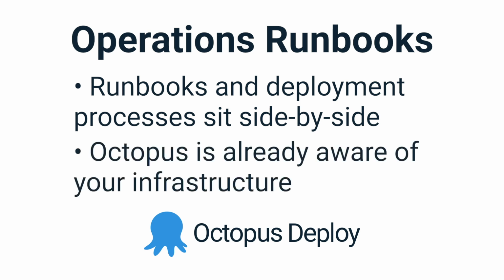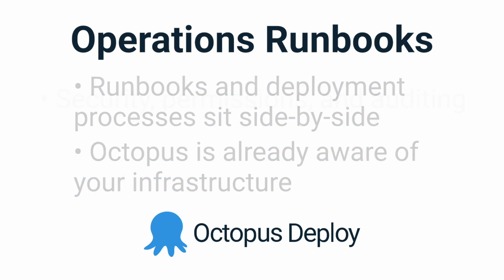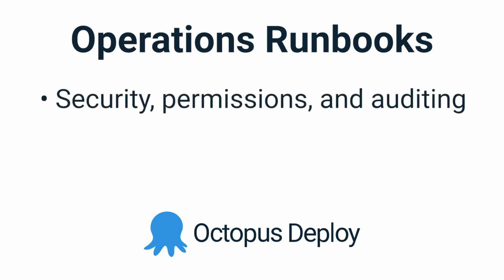Octopus is already aware of your infrastructure. Runbooks leverage the infrastructure that your applications are already deployed to, so there's nothing new to configure, no tools to install, and no new login details. Security, permissions, and auditing. Runbooks are managed and executed by Octopus, giving you a complete audit trail that can be reviewed at a later date, making it easy to see what happened, when, and why, and if anything needs to change.